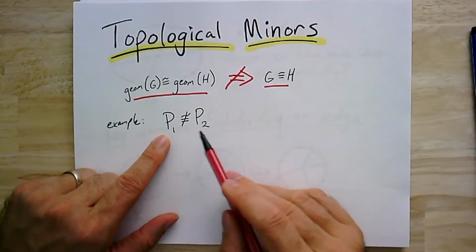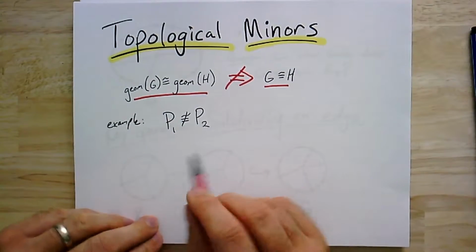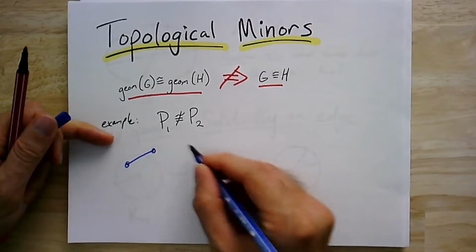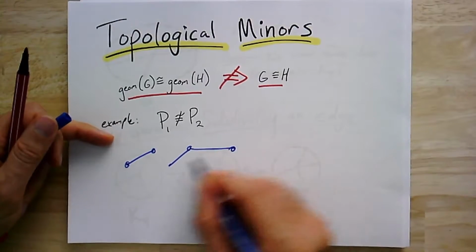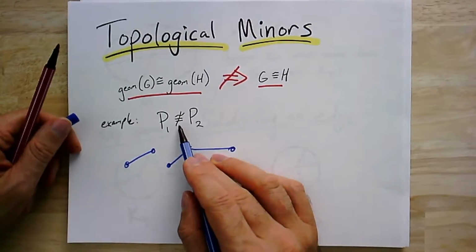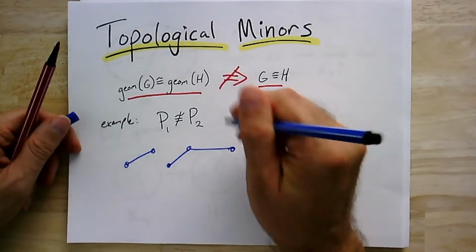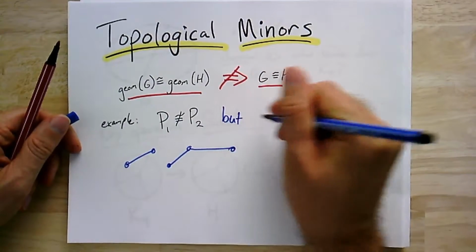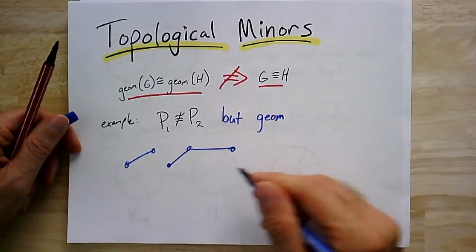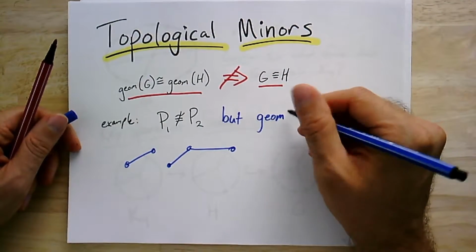The simplest example is this case of two paths, right? The path of length 1 and, say, the path of length 2. Let's draw them. Here's a path of length 1, here's a path of length 2. These two graphs are not isomorphic, but their geometric realizations are homeomorphic. That is, these two paths are topologically equivalent.